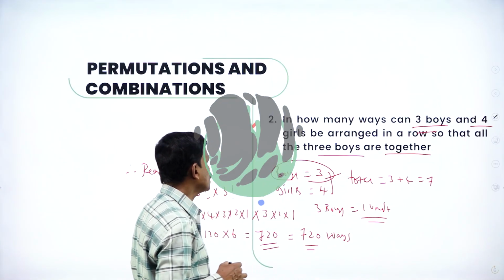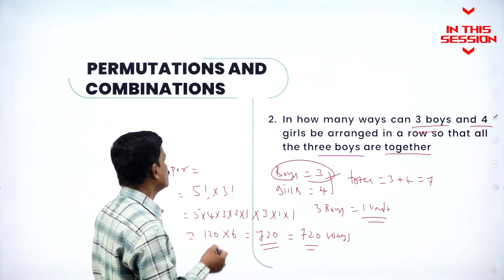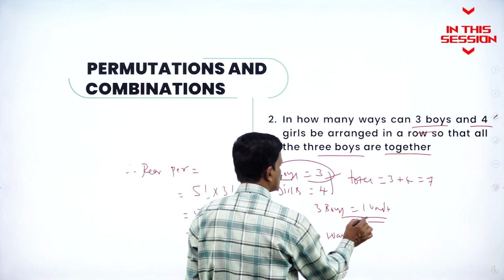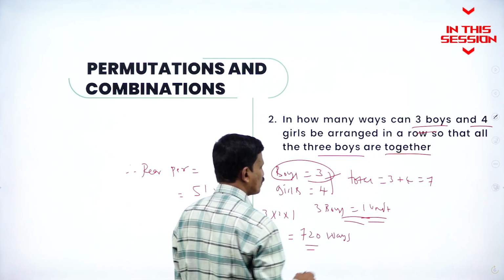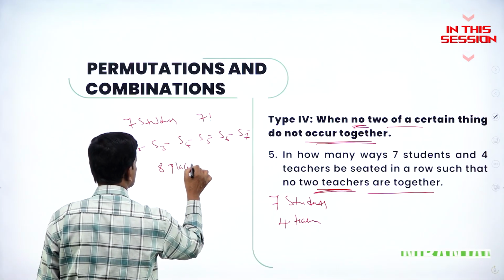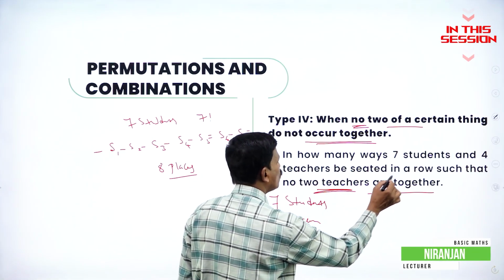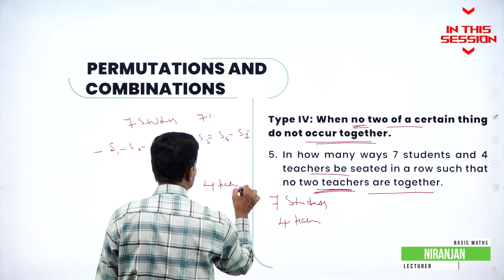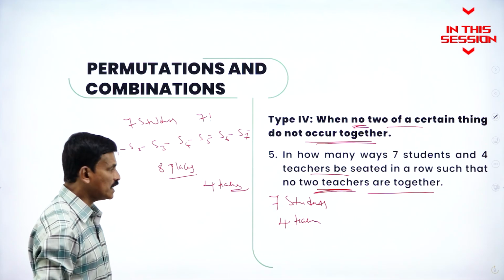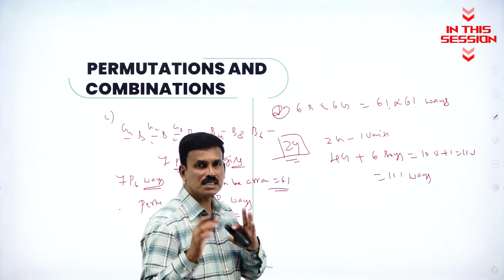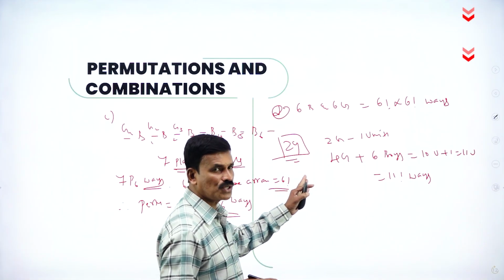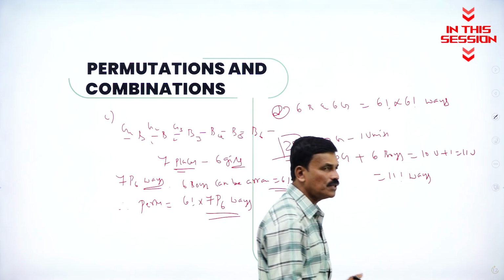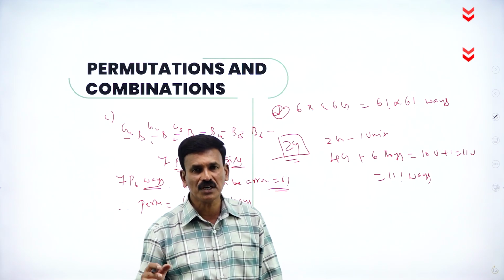3 boys and 4 girls can be arranged in a row so that all the 3 boys are together. Now let us consider these 3 boys as 1 unit. 1 unit plus 4 is 5 units. In these 8 places, we are going to fill how many teachers? 4 teachers. So 4 teachers are going to fill in these 8 gaps. Let us consider 2 girls as 1 unit and the remaining 4 girls and 6 boys. 6 plus 4, 10 plus 1 unit is equal to 11 units. This can be arranged in 11 factorial ways.